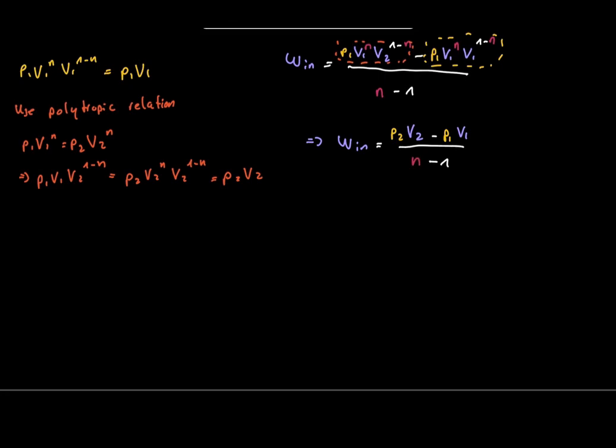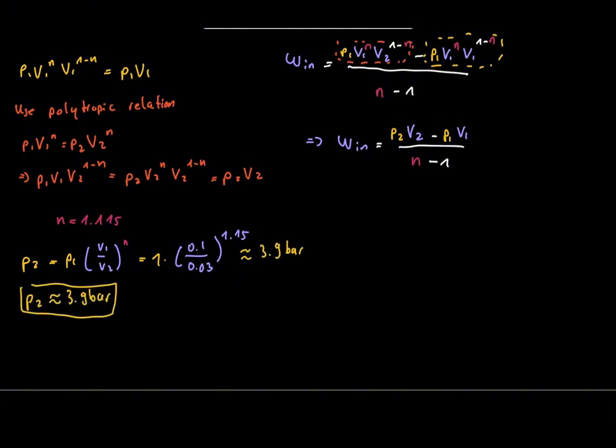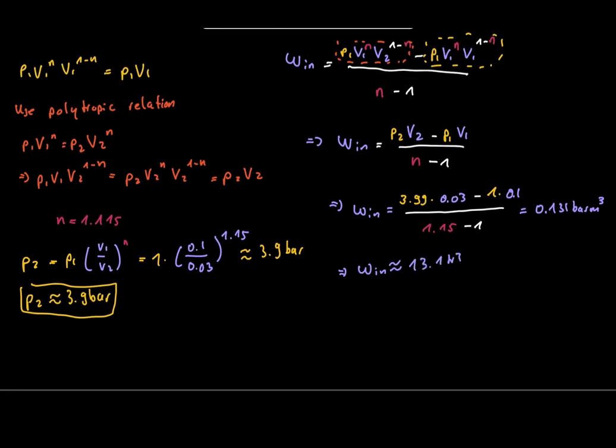Now use N equals 1.15. First calculate final pressure. P2 equals P1 times V1 over V2 raised to the power N. So P2 equals 1 times 0.1 over 0.03 raised to the power 1.15. This gives about 3.99 bar. Now calculate work. Work input equals 3.99 times 0.03 minus 1 times 0.1 divided by 1.15 minus 1. This gives about 0.131 bar cubic meters converted to kilojoules. This is about 13.1 kilojoules.